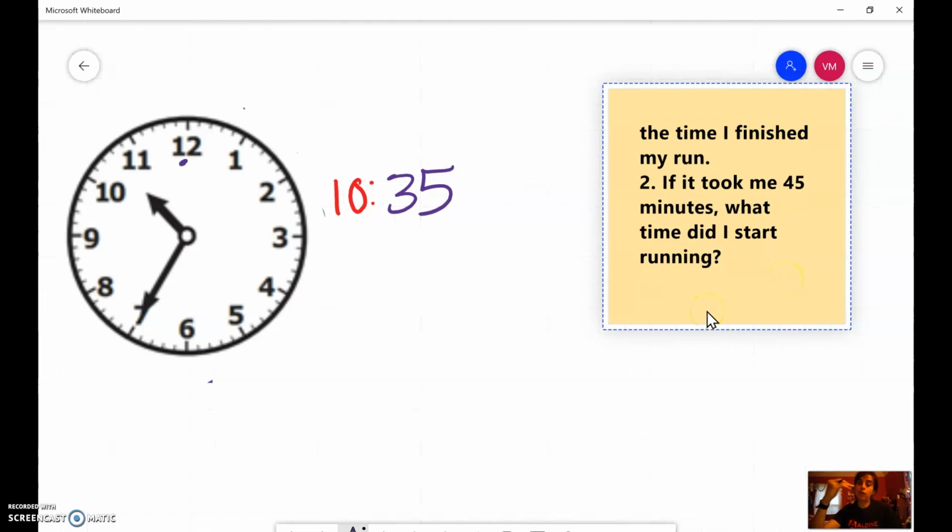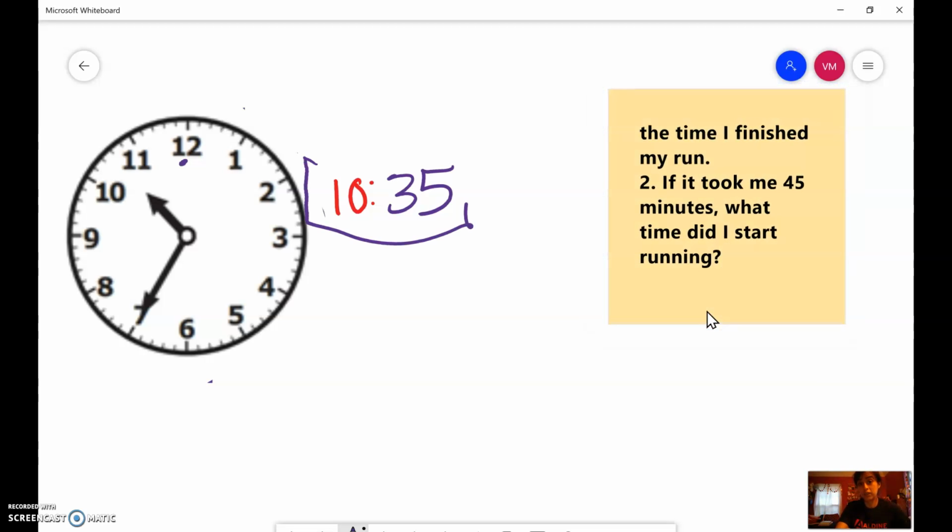Now if I'm going back in there, I finished my run at 10:35. So that's finally when I got a drink of water. I drank something nutritious to help my body rebuild. If I finished running at 10:35, that means I started running before or after? I probably started running before, because I'm not going to finish after I start. Right now, that's the time I finish. And some of you actually put a finish time, but I'm looking for my starting time.